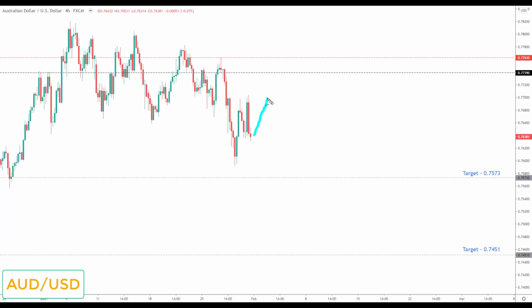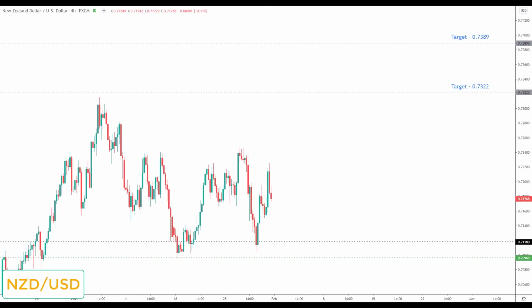Any correction, once again back towards 0.77390, will be viewed as the opportunity to look for potential bearish reversals in this market, down towards the next key of support to the downside, the target set, the 0.7573, and if we can get a break through here, down towards the second target to the downside at 0.7451.